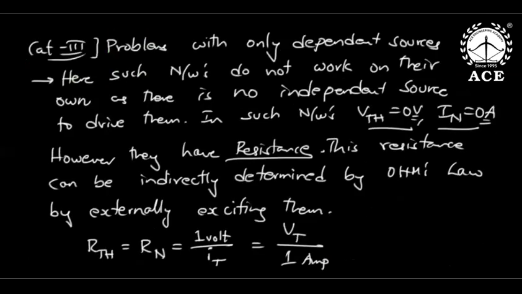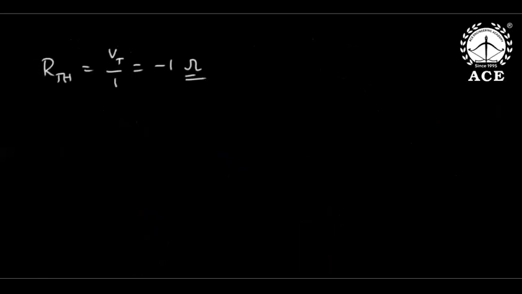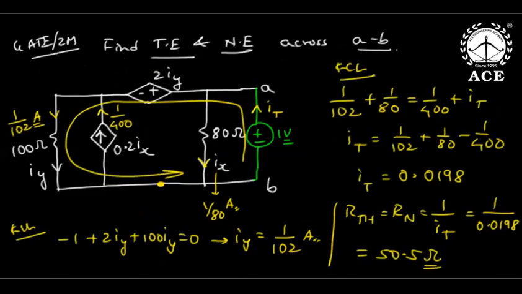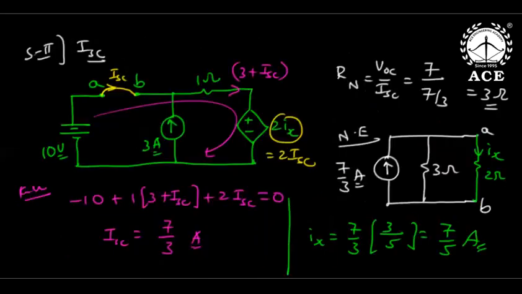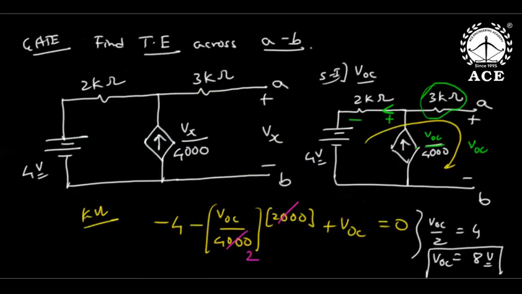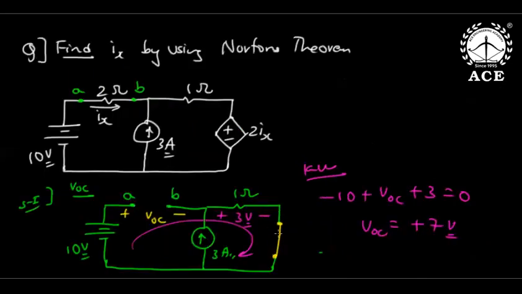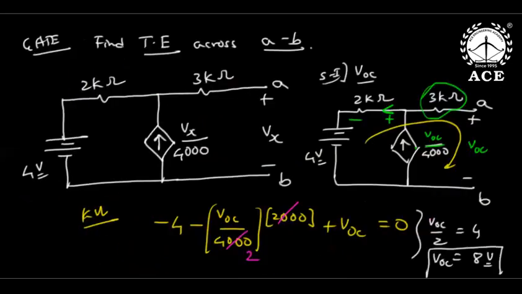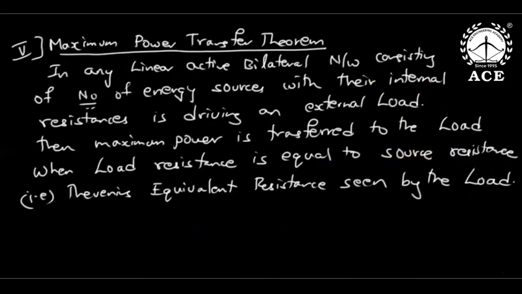Then problems with only dependent source. Here only resistance exists. That model also I quickly did. Then we came to special problems where even the dependent source gets affected because of circuit condition. In this case, when the dependent voltage source becomes zero, short it. And in this case, when the dependent current source becomes zero, open it. That is the meaning. Then we came to the maximum power transfer theorem.